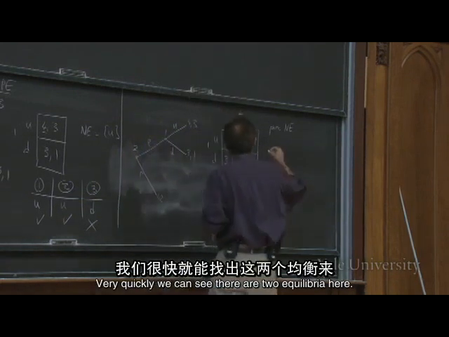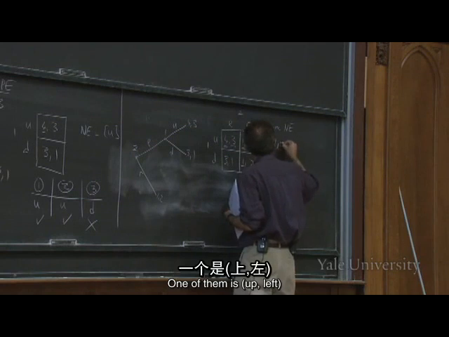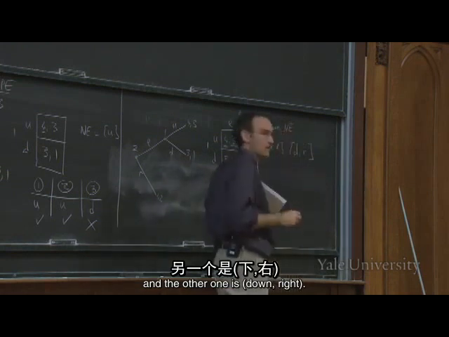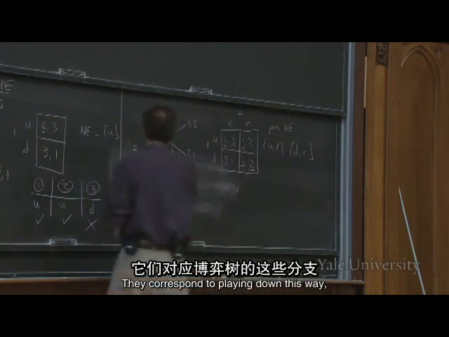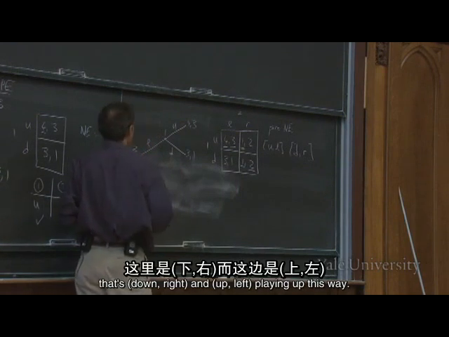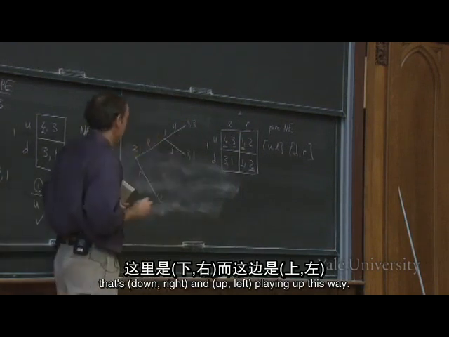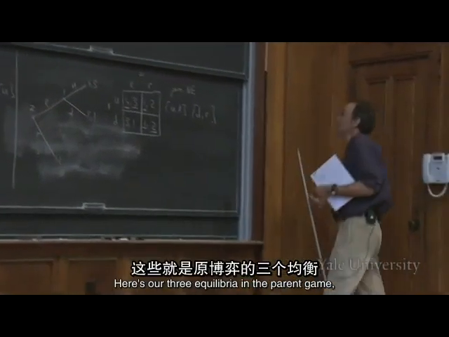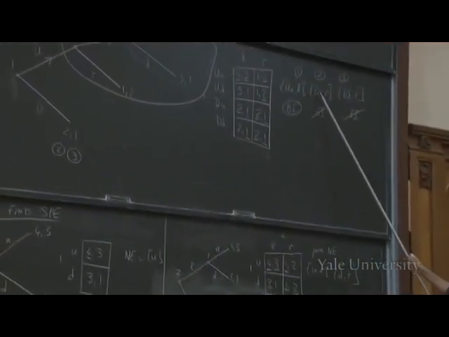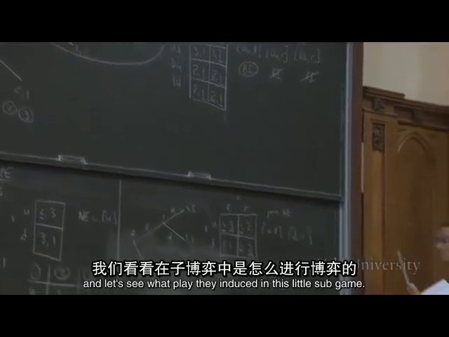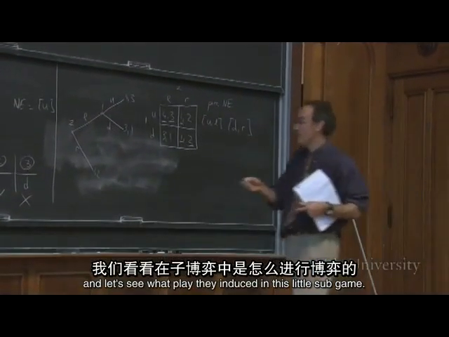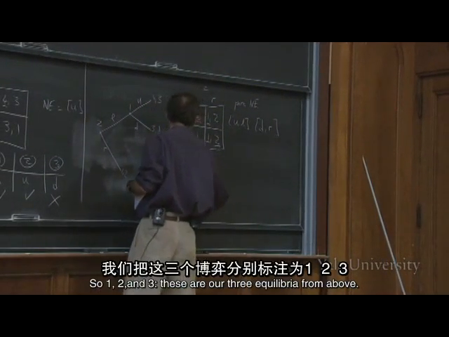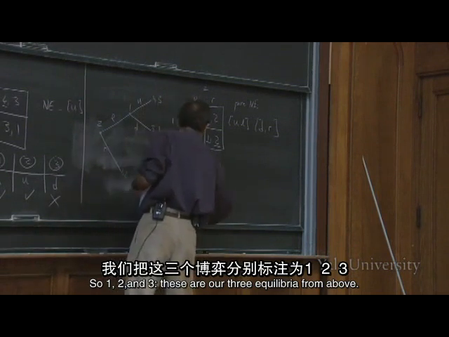All right, and very quickly we can see there are two equilibria here. One of them is up left, and the other one is down right. They correspond to playing down this way, that's down right, and up left, playing up this way. All right, and once again, let's look at our 3 equilibria in the parent game, and let's see what play they induce in this little subgame. So we'll do exactly what we did before. So 1, 2, and 3. These are our 3 equilibria from above.